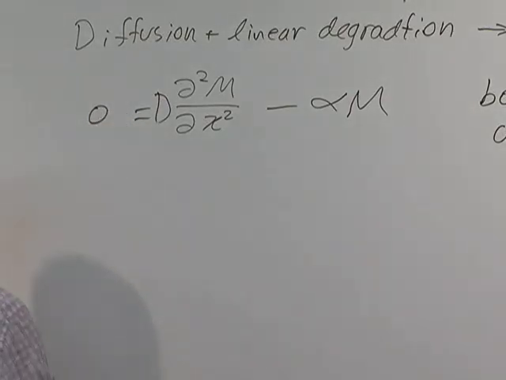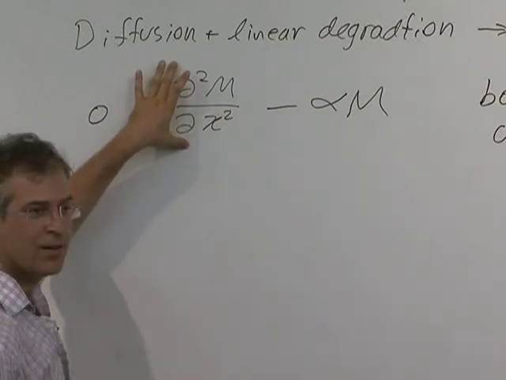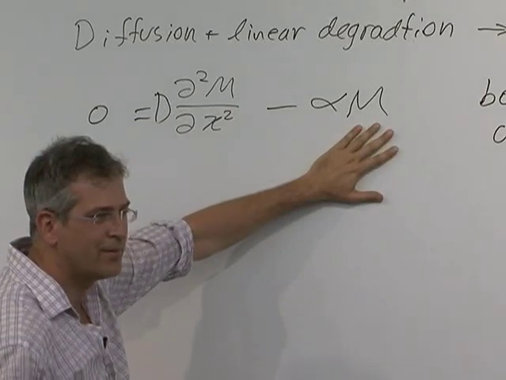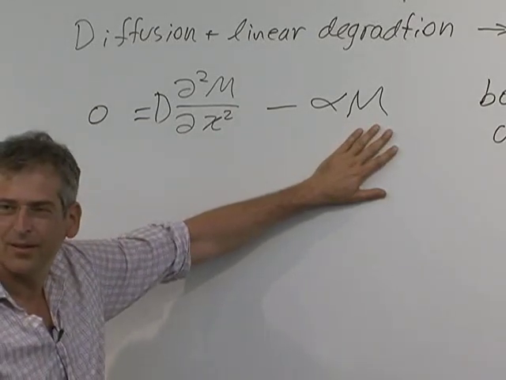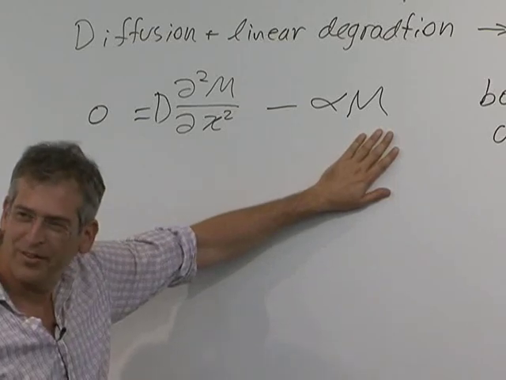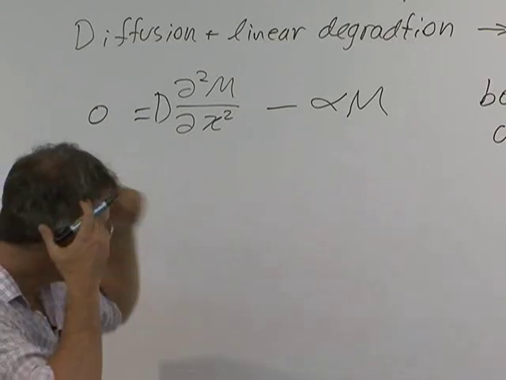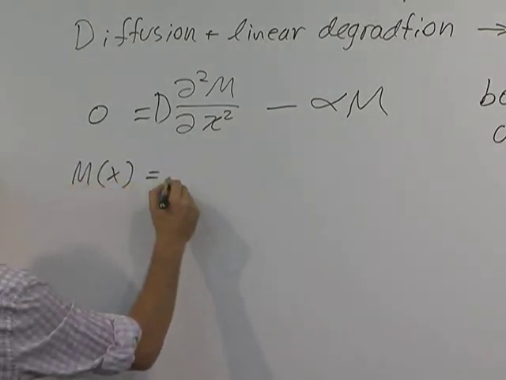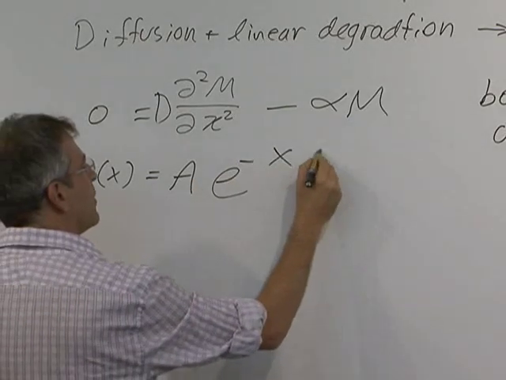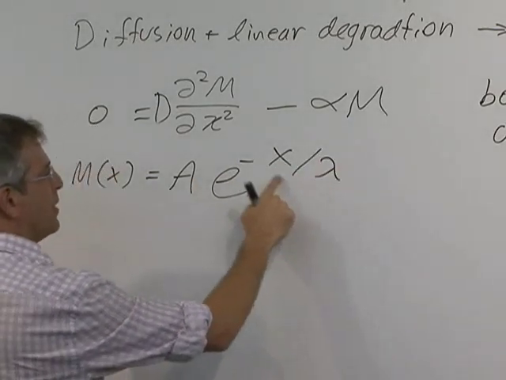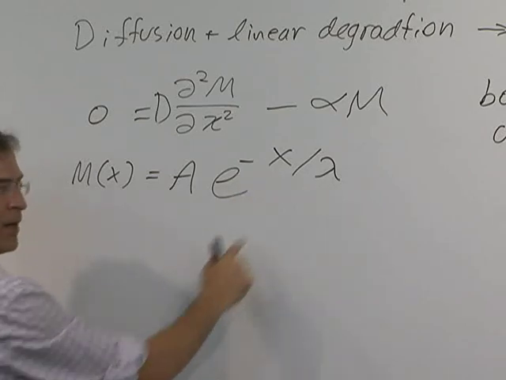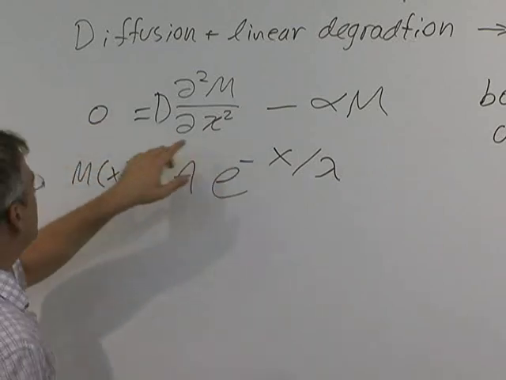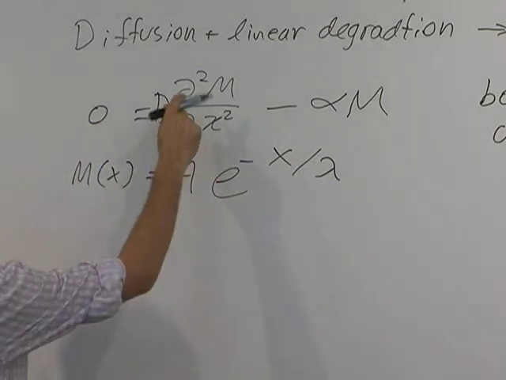So we need to solve what function, when you differentiate it twice, is equal to itself. Sine? Sine is actually equal to minus itself. Good. Exponential. So we're going to guess an exponential function. This is the Greek letter lambda, which is the typical scale over which x decays. We're going to guess this function, and now we're going to differentiate it twice according to x.